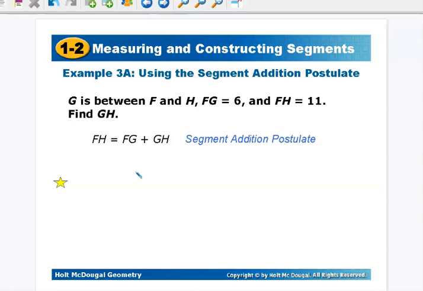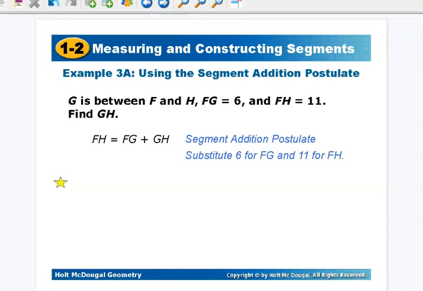So, example 3a, G is between F and H. We know the length of FG. We know the length of FH. We're going to try to figure out their total length. Now, in geometry, this is also important. Drawing pictures, even if they're not perfect. Just draw a quick picture. Now, we skipped over the construction piece. That doesn't mean we're not going to still draw a line.